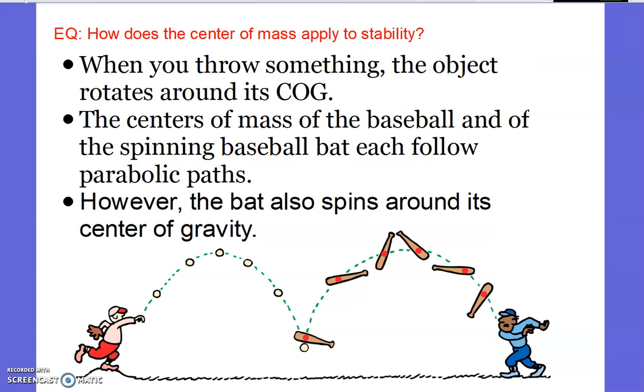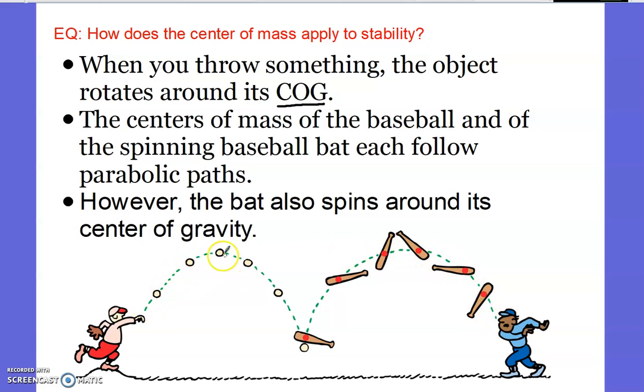When you throw something, the object will rotate around its center of gravity, which is abbreviated as COG. For example, the centers of mass of the baseball and of the spinning baseball bat each are going to follow parabolic paths. That is the name of the curve here that they follow. So it's not necessarily the end of the bat that follows that trajectory, but instead it is the center of mass or center of gravity of the bat that is going to follow that trajectory.